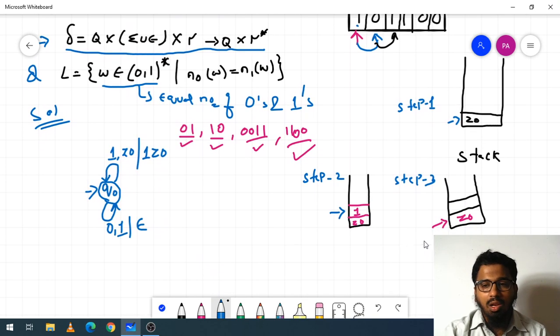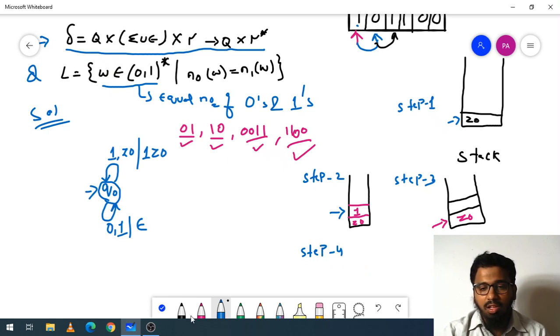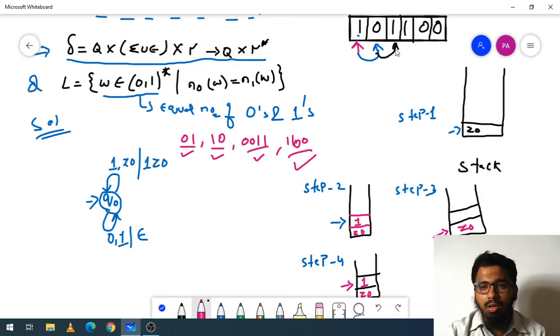That means what will be step 4? Step 4 is just adding 1 and Z0. Z0 is there, and we are adding 1 also. Now step 4 is finished. So what is the thing? Just 1 Z0. This is also finished. What is the next header? Our next is 1. Again 1.